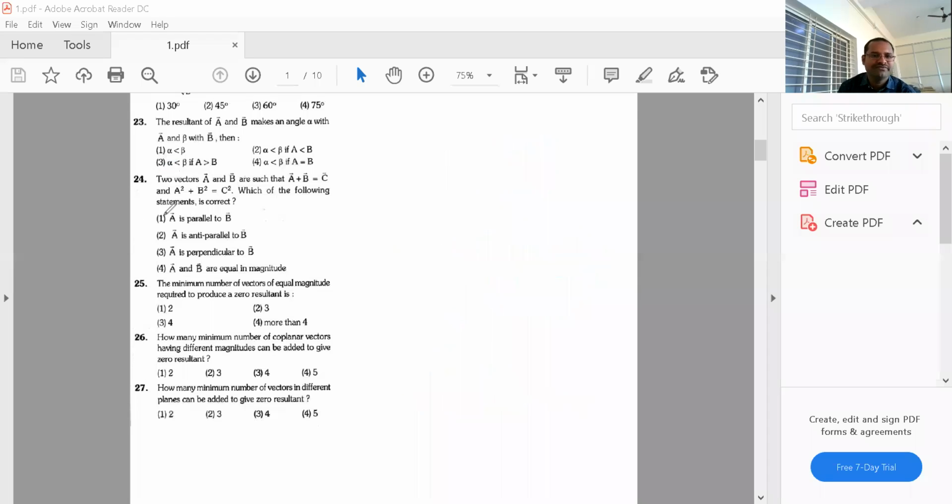Next, question number 24. If two vectors A bar and B bar are such that A bar plus B bar is equal to C bar, they are like this. And A square plus B square is equal to C square, they are given. Then which of the following statements is correct? They are asking. Okay, yeah. So this type of question is somewhat important for NEET and JEE students. Just have a look at this.